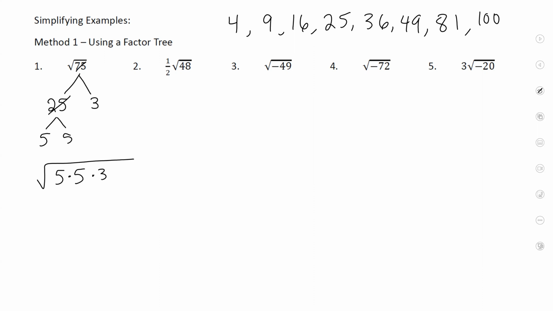Yes, we did learn this in algebra. Okay. Next step. Circle your pairs. Here is a pair of 5s. Cross it out. One will go outside. Just one of them. So your answer is 5 square root 3.